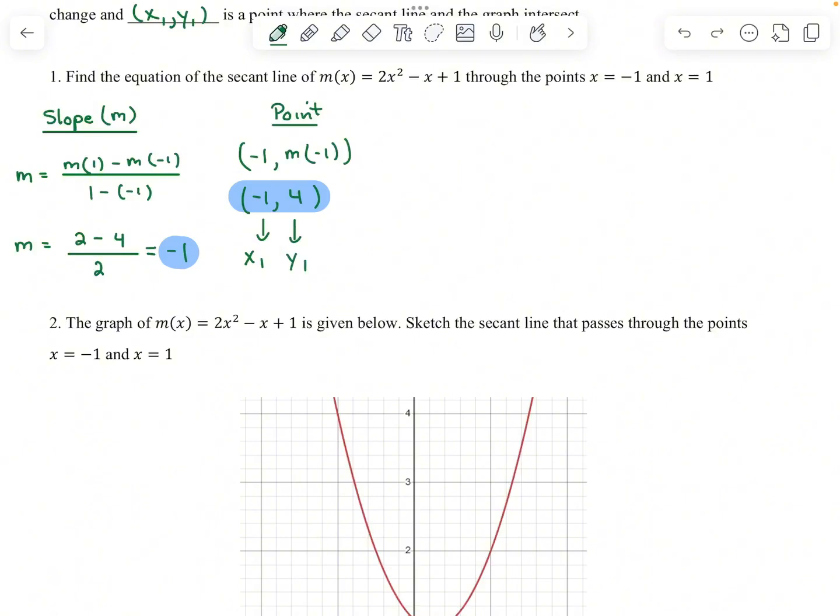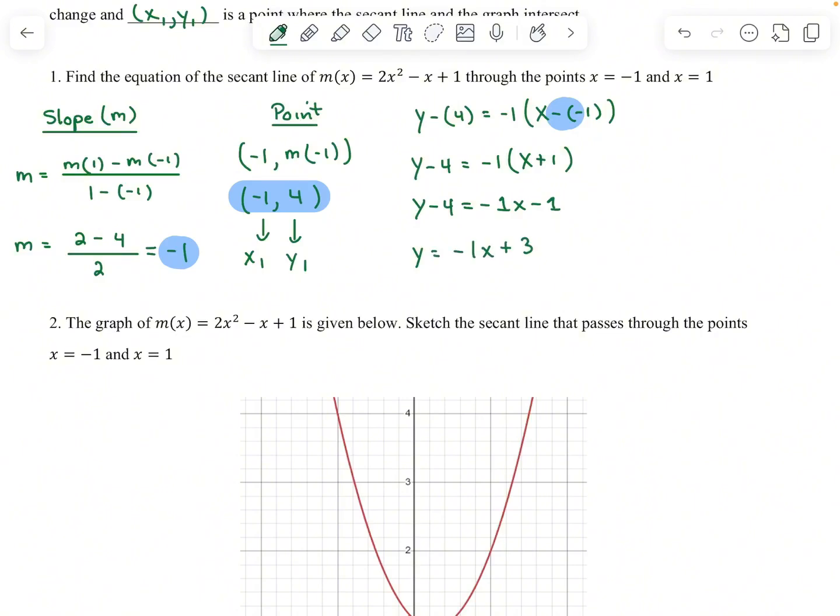So the equation of the secant line will be y minus 4 is equal to -1 times the quantity x minus -1. A negative times a negative is a positive, so we have y minus 4 is equal to -1 times the quantity x plus 1. And now I'm going to write the equation in slope-intercept form. I'm going to do that by distributing the -1, then adding 4 to both sides. So the equation of the secant line is y is equal to -1x plus 3, or y is equal to -x plus 3.